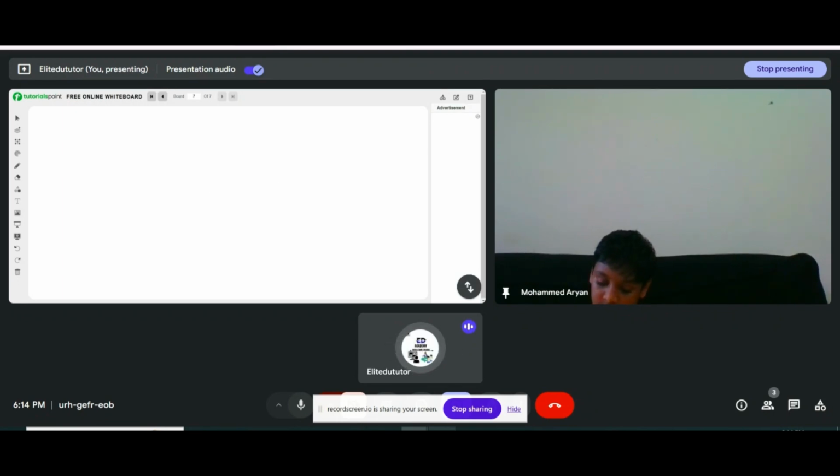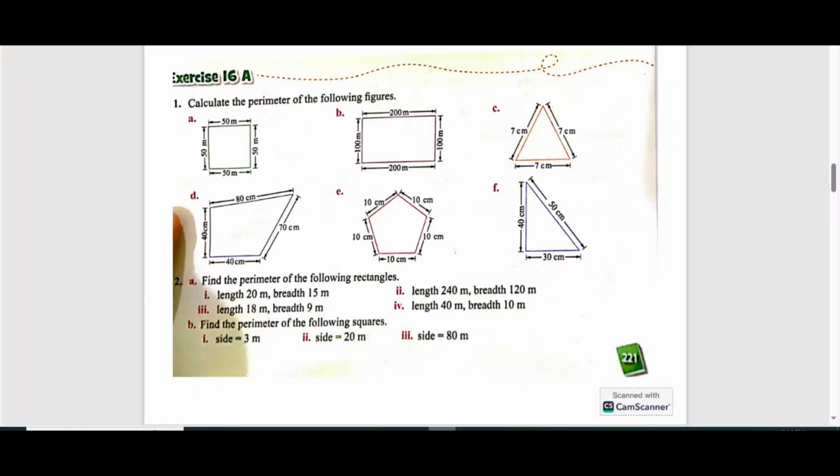Aryan, we are doing the exercise. We just started chapter number 16, and in chapter 16 we have to learn about perimeters and areas. It will help you to find the areas of different shapes.